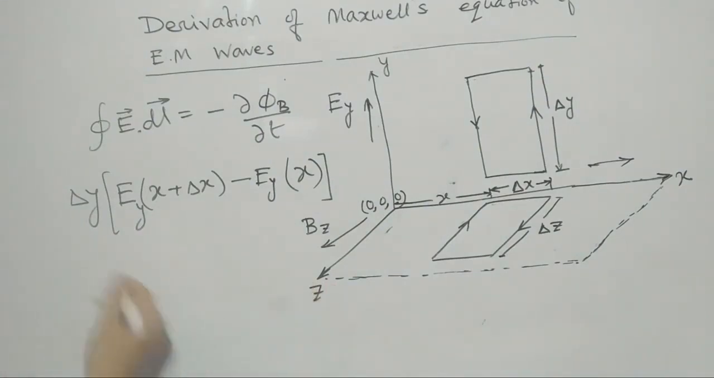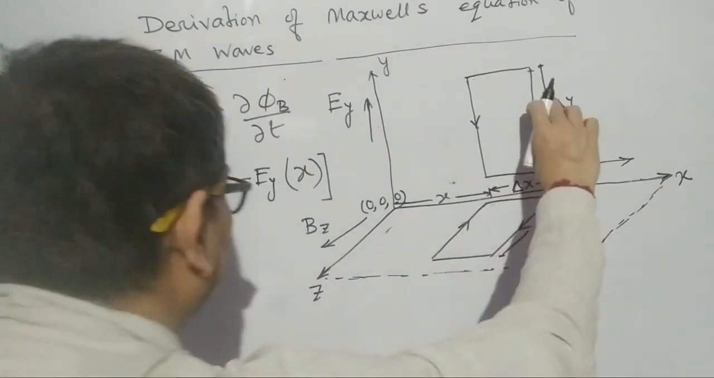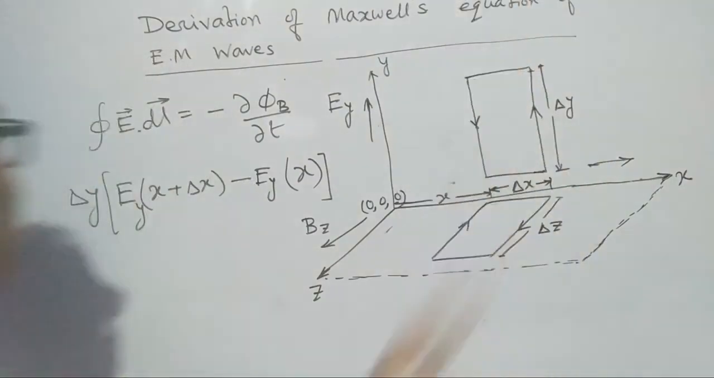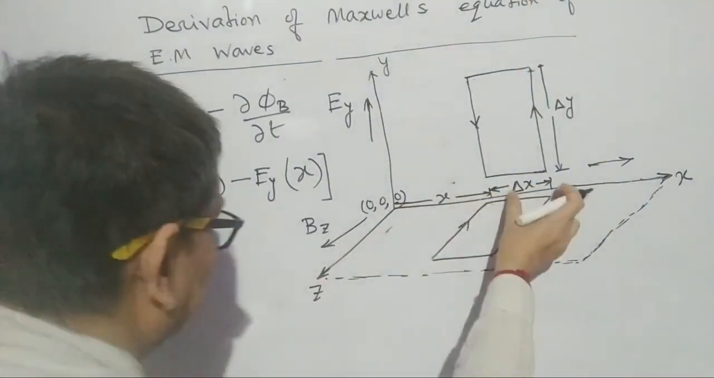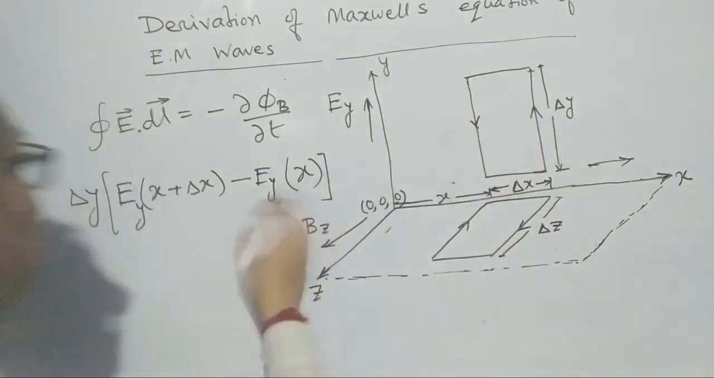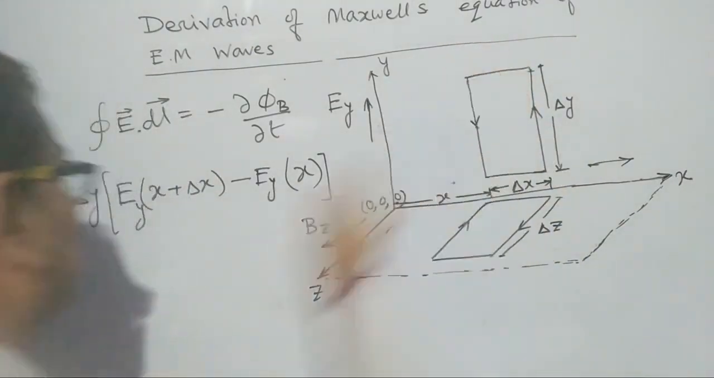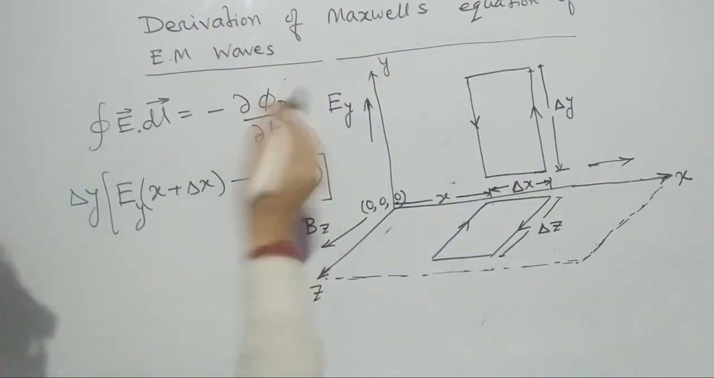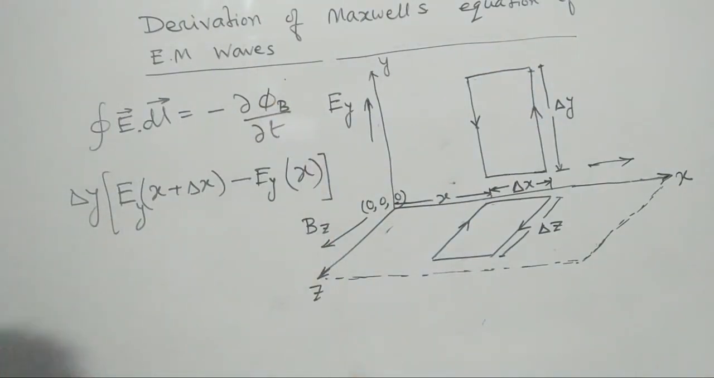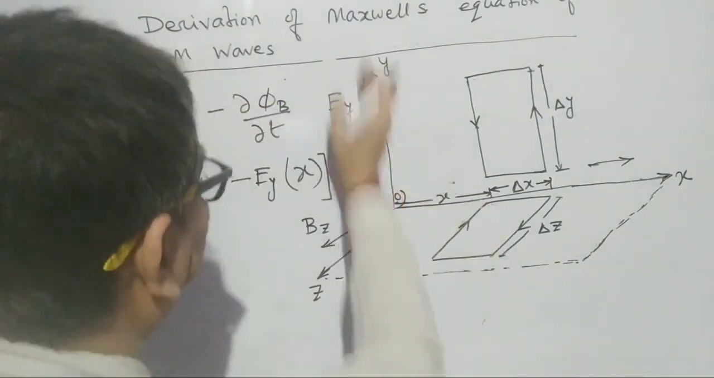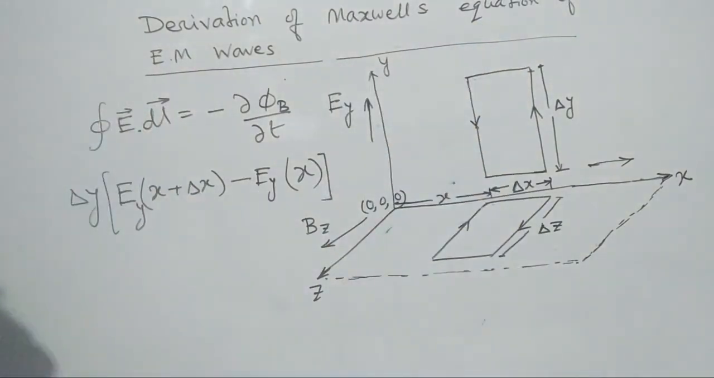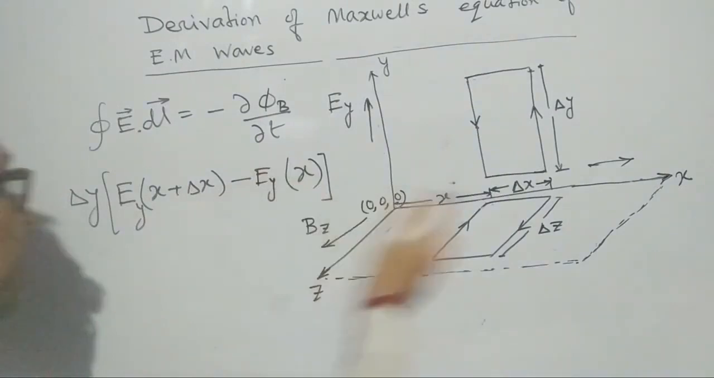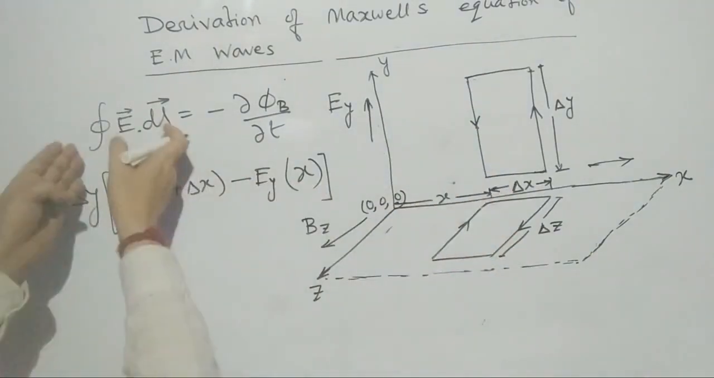Okay. So very simple. The length magnitude is delta y. And it is Ey, the electric field at a distance x plus delta x, minus, because it is returning, Ey at a distance x. At a distance x, we have taken Ey along the positive x-axis, so this one will be negative. That's why negative Ey at a distance x. So this one is my line integral.